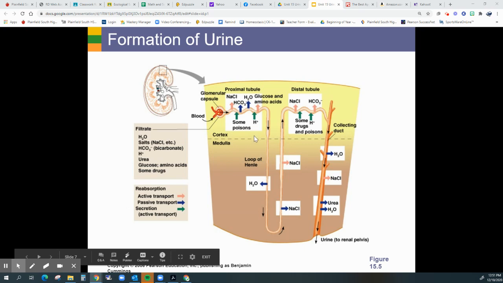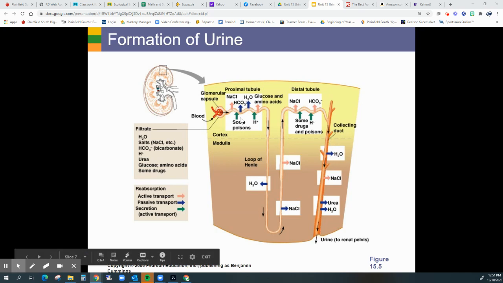This just shows the basic formation of urine. So this shows the whole nephron right here. You've got your Bowman's capsule, or glomerular capsule, here. You've got your proximal tubule. This is the loop of Henle right here as well. You have your distal tubule, and then finally this is the collecting duct, and then the ureter.